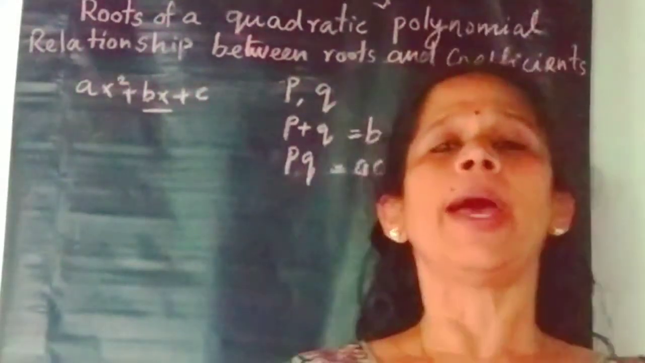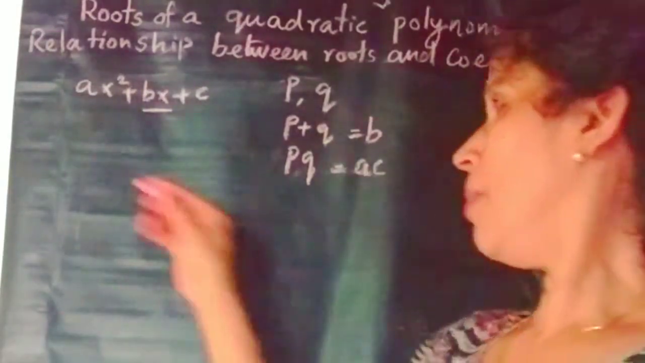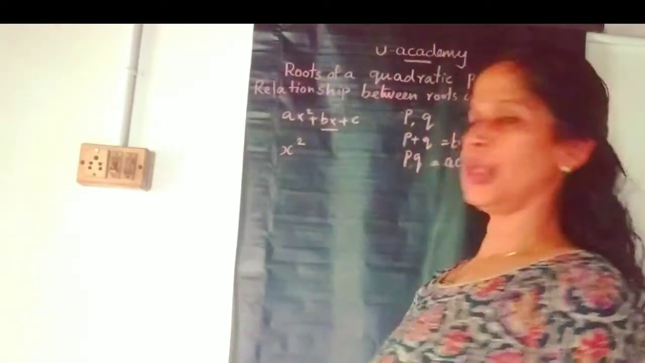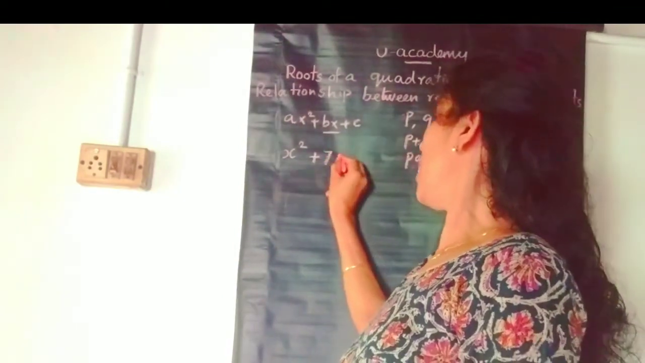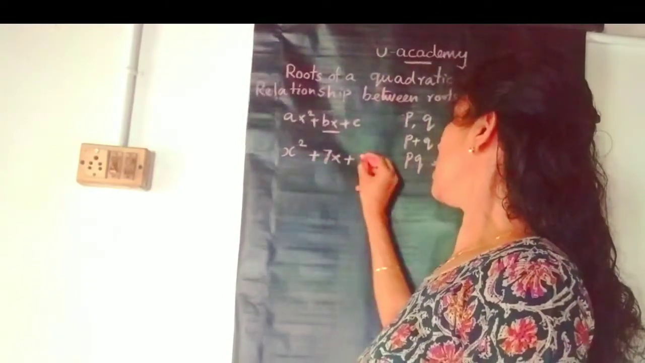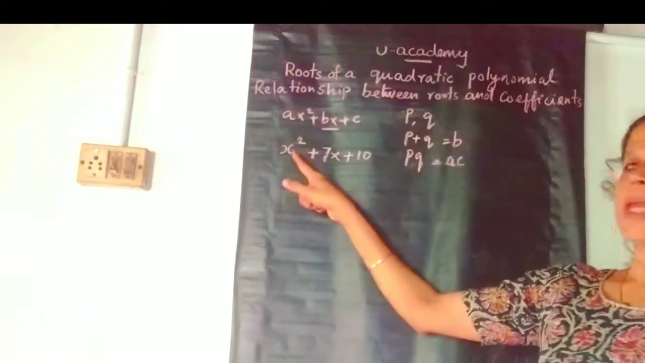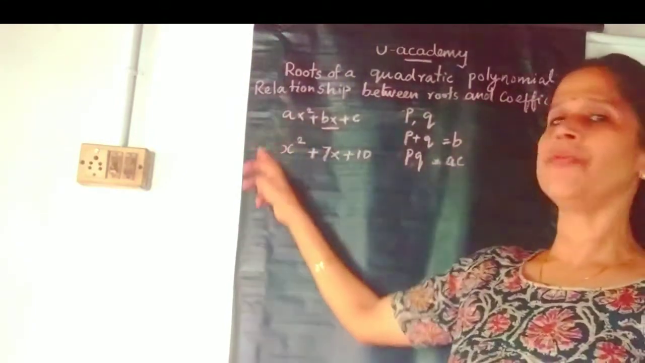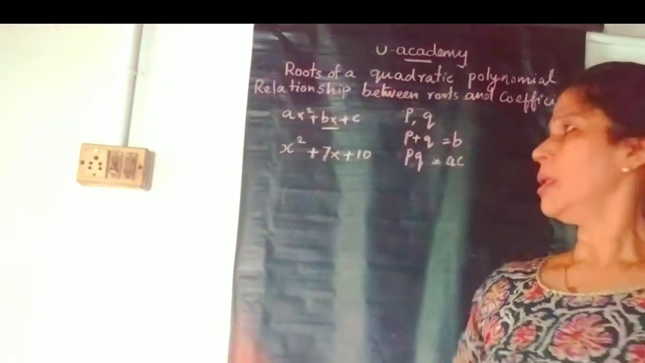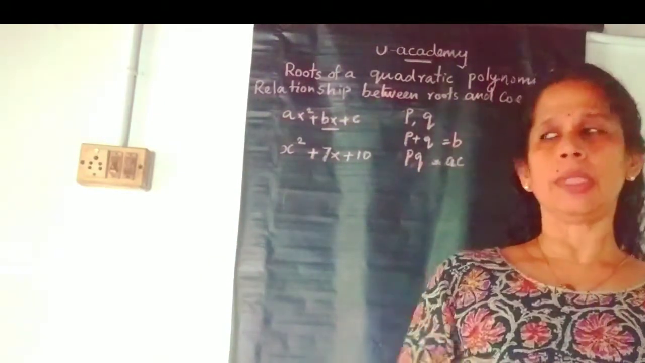So now let us find the roots or zeros of one problem. We are taking x square plus 7x plus 10. We are going to find the roots of this quadratic polynomial. This is in the trinomial form. We are going to use the splitting the middle term.